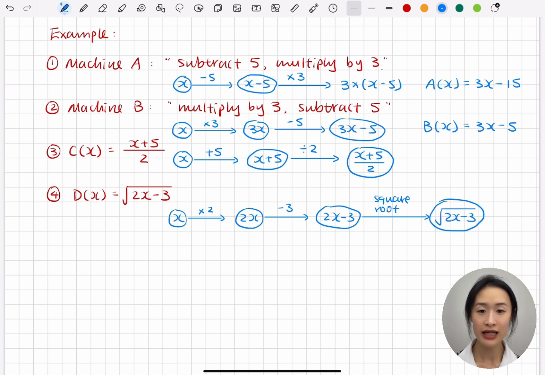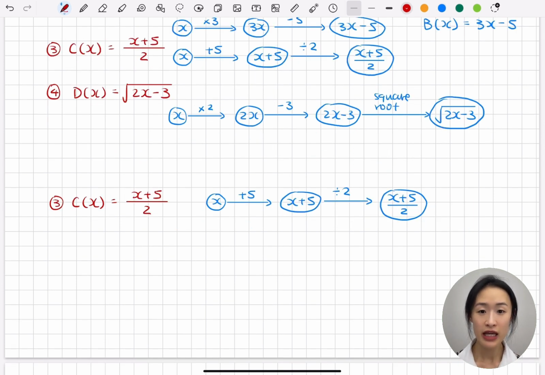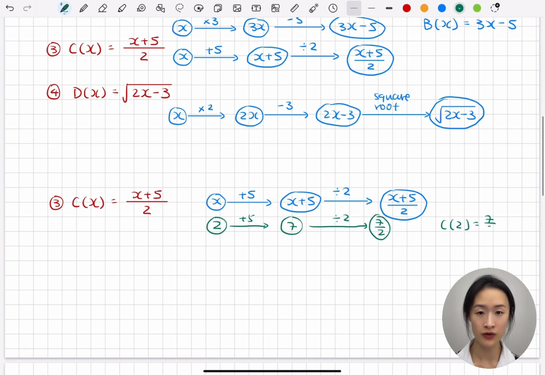So now let's look at function C first. If the input is 2, what is the output? And then please double check, see if you're happy with this answer. Now I can write it as C(2) equals to 7 over 2. Let's do a couple examples. If the input is 11, the output will be 8.